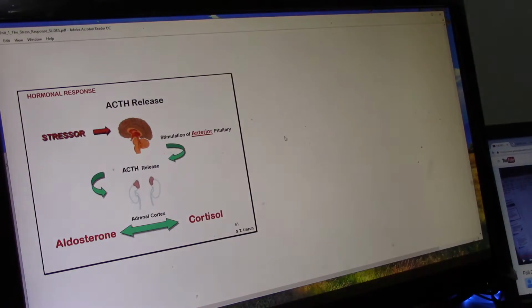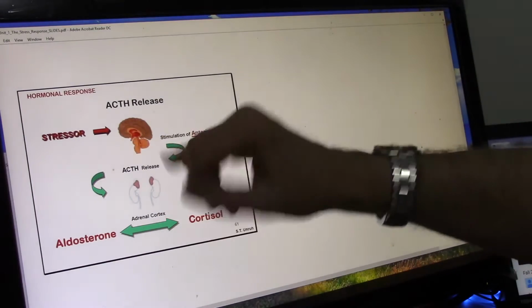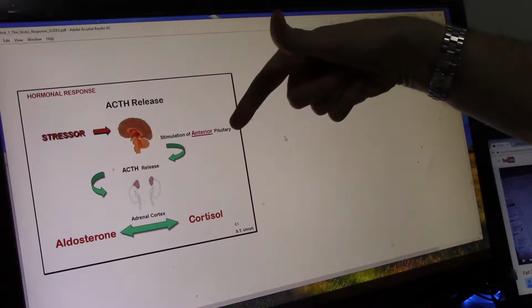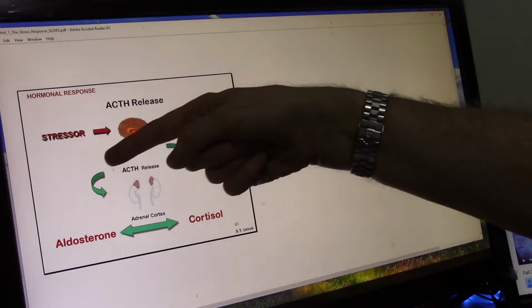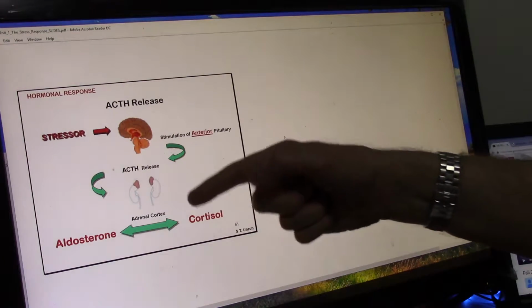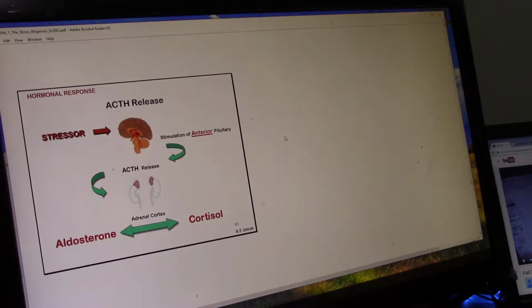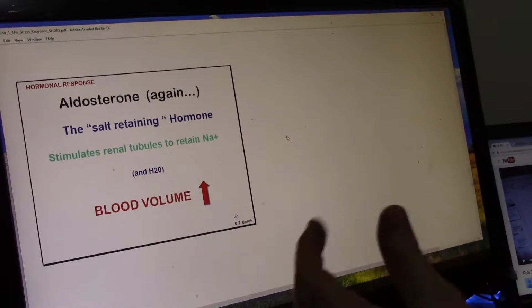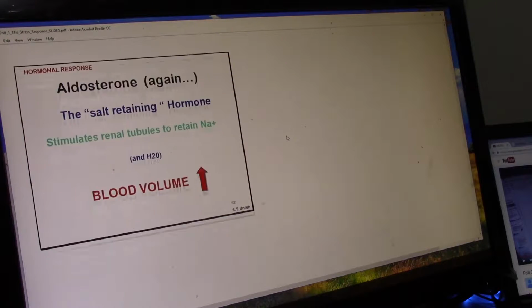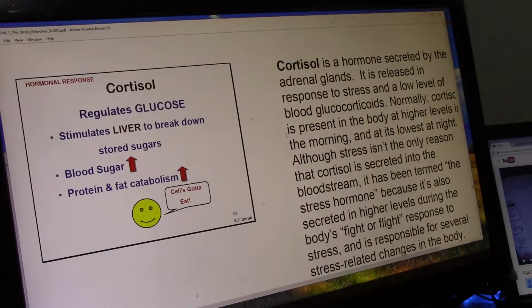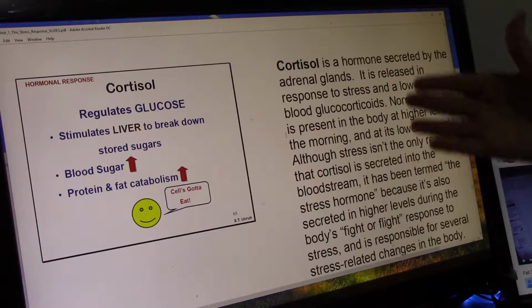So that's what we're looking at here, ladies and gentlemen. The stressor comes in, the limbic system of the brain is scared, so it tells the anterior pituitary to release ACTH. The ACTH comes down to the outside or the crown or the cortex of the adrenal glands, and that will stimulate the release of aldosterone and cortisol. And again, the effect of the release of aldosterone is to retain the sodium at the kidney. Now, what does cortisol do? Very, very important compound. I want you to read through this and see what it does.